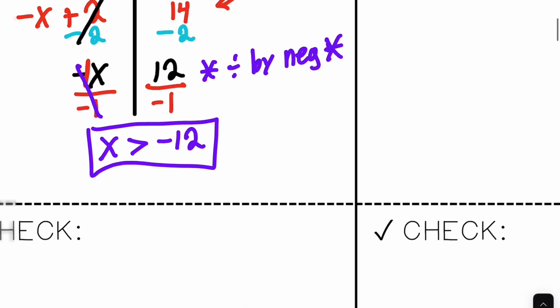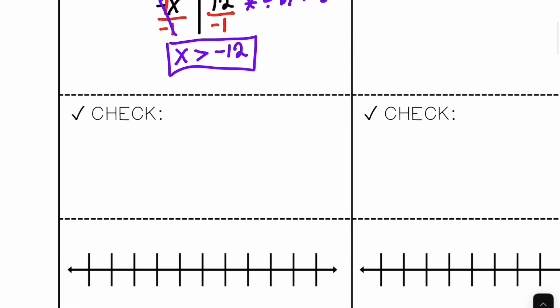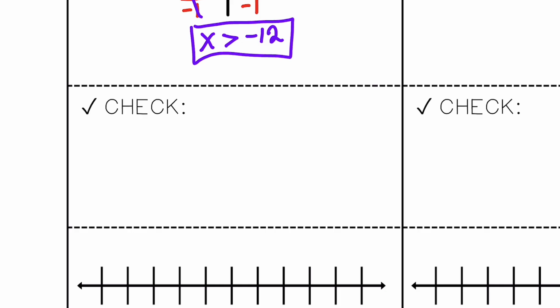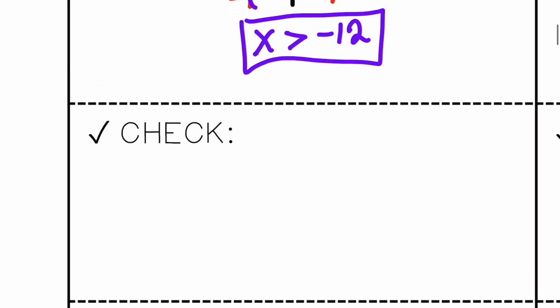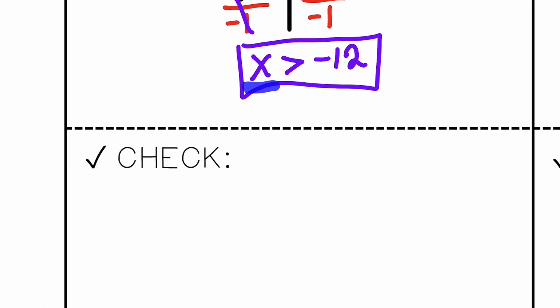Oh, wait a minute. I forgot all this extra stuff. Okay, so it wants us to check our answer. Essentially what that means is we are going to see if this solution, remember, these are solution inequalities, and we want to check that. Okay, well, we need a number that is greater than negative 12. Let's see what that's going to look like.